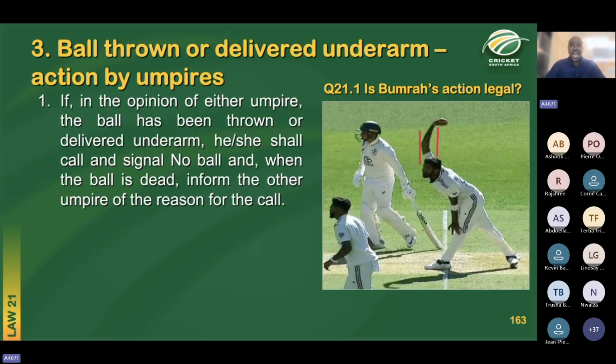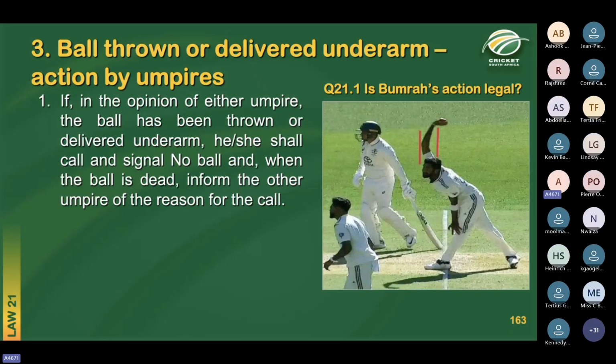So what action do we take if a ball is delivered underarm or is thrown by a bowler? Law tells us that if, in the opinion of either umpire, the ball has been thrown or delivered underarm, then he or she shall call and signal dead ball. And when the ball is dead, inform the other umpire of the reason for the call.